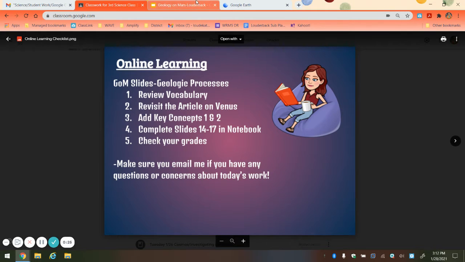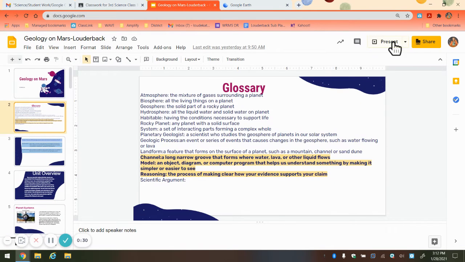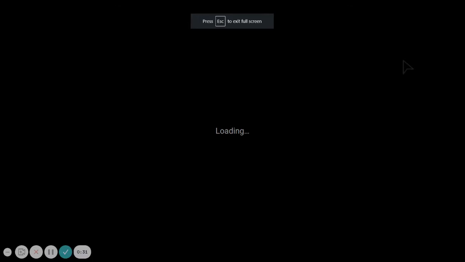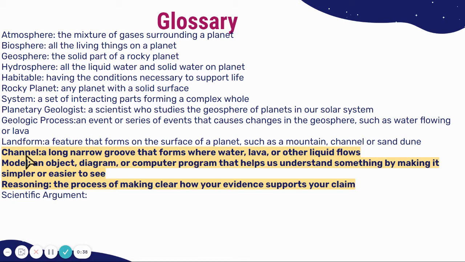So to begin with, I'm going to have you open up your notebook to Google Classroom. And in our notebook of our geology on Mars, we're going to add the definitions for channel, model, and reasoning. So channel, a long, narrow groove that forms where water, lava, or other liquids are flowing. Model, an object, diagram, or computer program that helps us understand something by making it simpler or easier to see. And reasoning, the process of making clear how your evidence supports your claim.